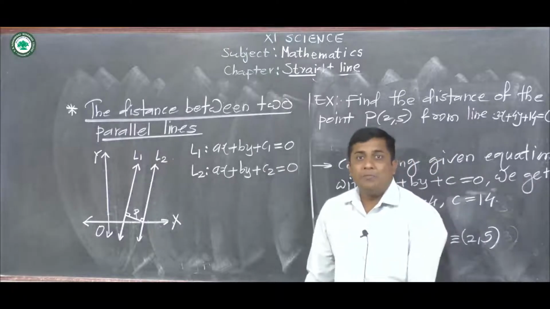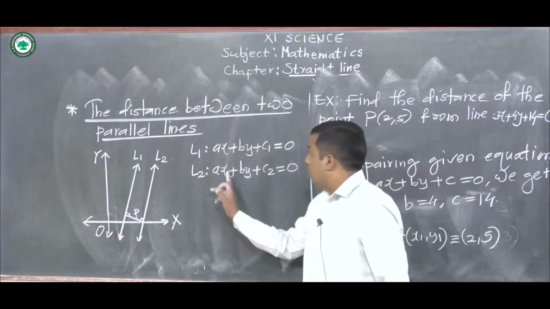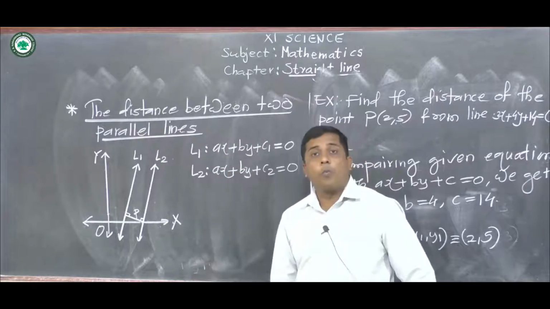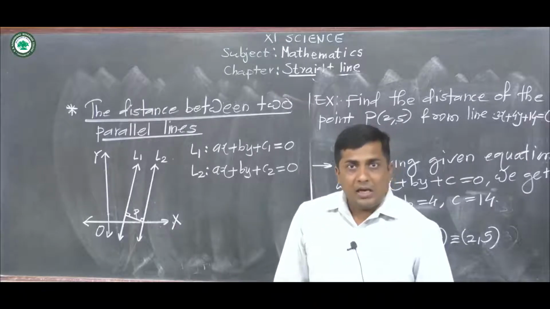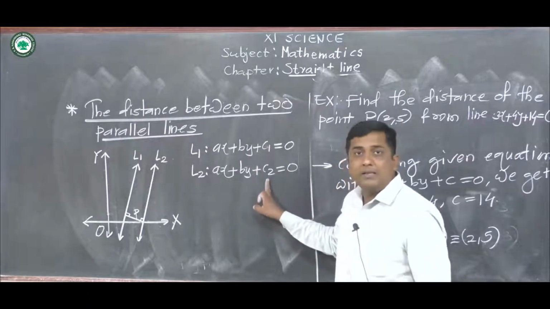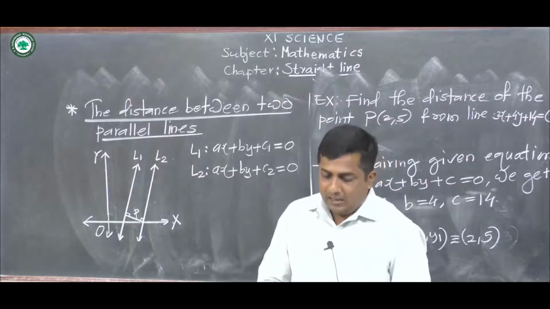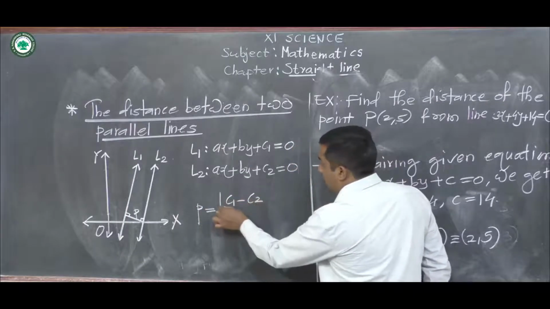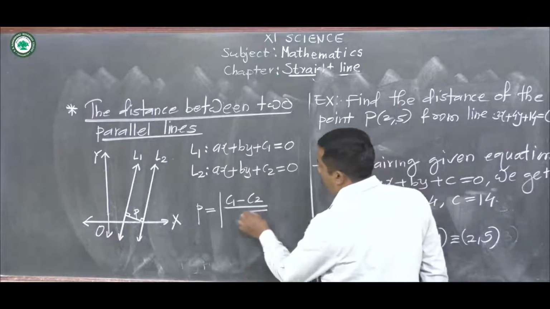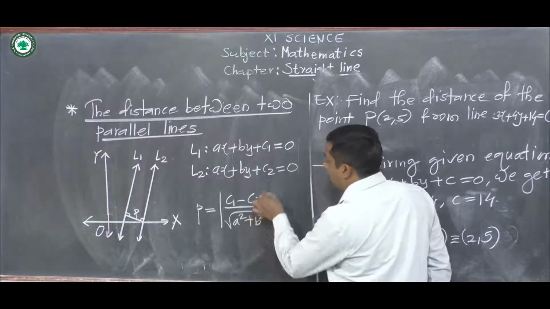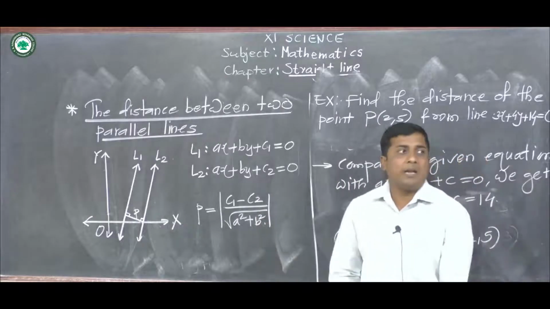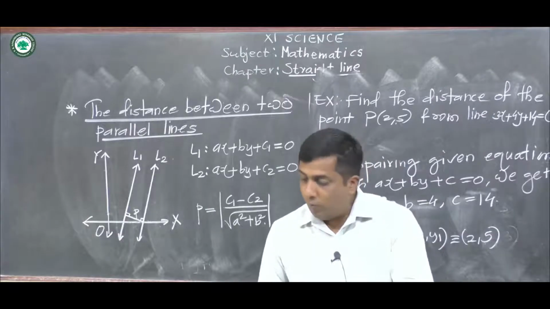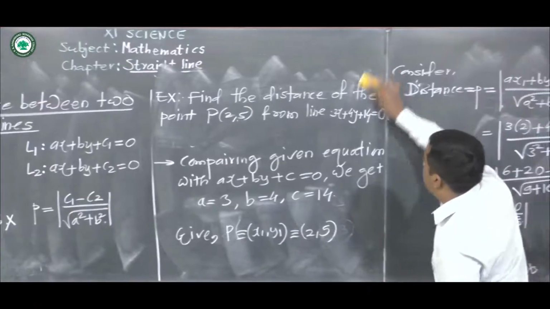Here remember, in between two parallel lines, the coefficients of x are the same and the coefficients of y are also the same. The difference is only in c1 and c2. To find the distance, we have a formula. P is equal to, inside the mod, c1 minus c2 upon square root of a square plus b square. Directly by using the same formula, we find the distance in between two parallel lines. So we go with one example to define this concept.